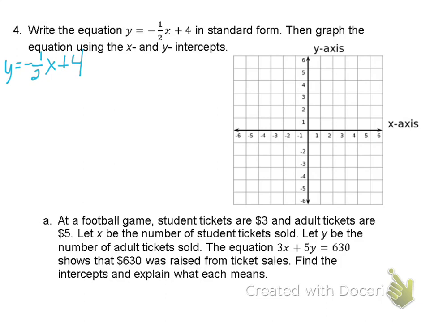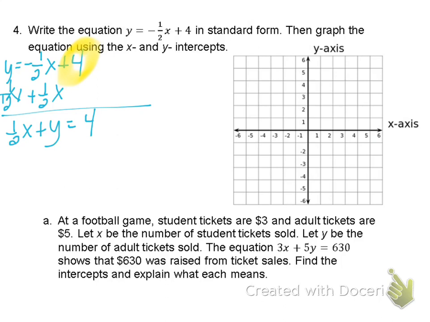Now in standard form, the constant, which in this equation is 4, is all by itself on one side of the equal sign, and the x and the y are both together on the other side. So we want to move this x over to be with the y. So we would add 1/2 x on both sides. So we would have 1/2 x plus y equals 4. And that would be our standard form.